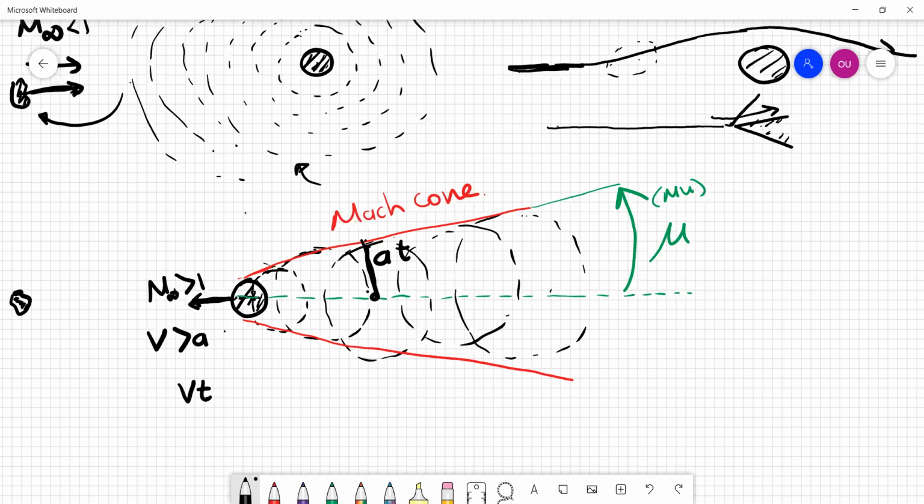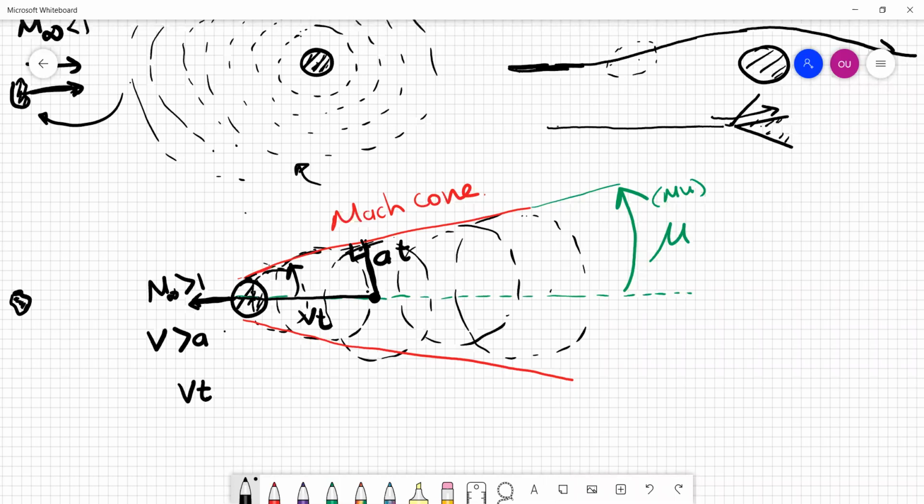So in a certain time instant, the body has moved v times t forward from this position to here, for example. In the same time, the waves only moved from this position to here by an amount of a times t. So now you can see that this angle here is actually 90 degrees.